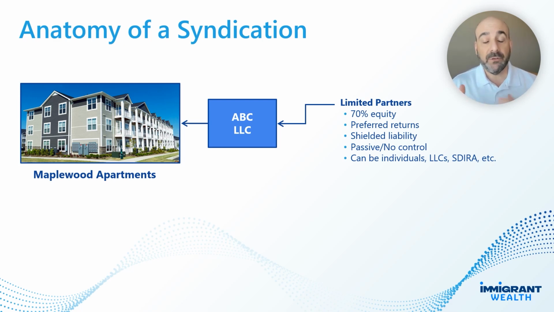One is the limited partners, which I just mentioned a second ago. In most of the syndications I deal with, 70% of the equity goes to those limited partners. They also have preferred returns, which I'll talk about in a second. They're shielded from liability, which is the big reason why they're called limited partners, because their liability is limited, which is actually a really good thing if you're a high net worth individual. It's a passive role, so there's no control over the property, which is actually fine because you want the experts to be the ones that are controlling it. And investments can be made by individual bank account or through self-directed IRAs, etc.